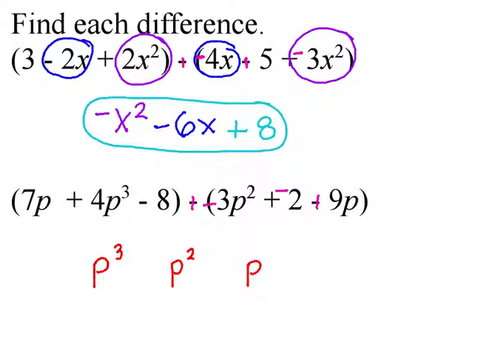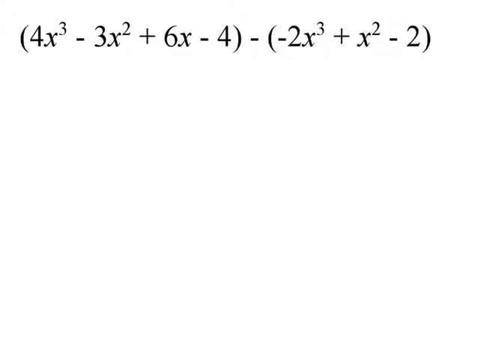So what's your coefficient of p cubed? 4. What's your coefficient of p squared? Negative 3. What's your coefficient of p? 16. What's your coefficient of your constant? Negative 10. So that should be your final answer: 4p cubed minus 3p squared plus 16p minus 10. Questions? Should be fairly straightforward. Very last one we're going to look at is this one. One more.